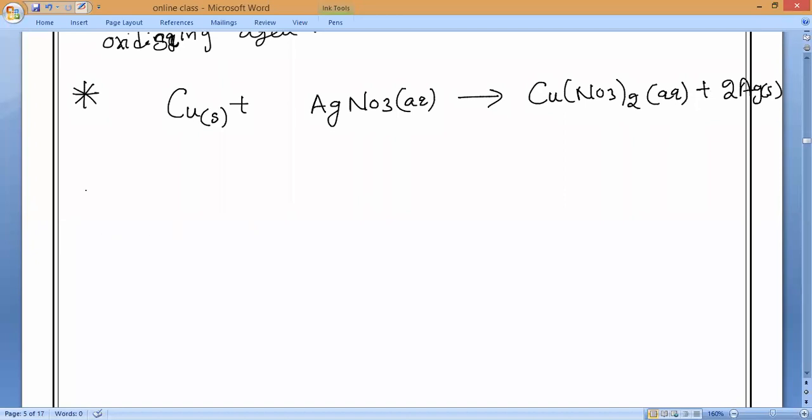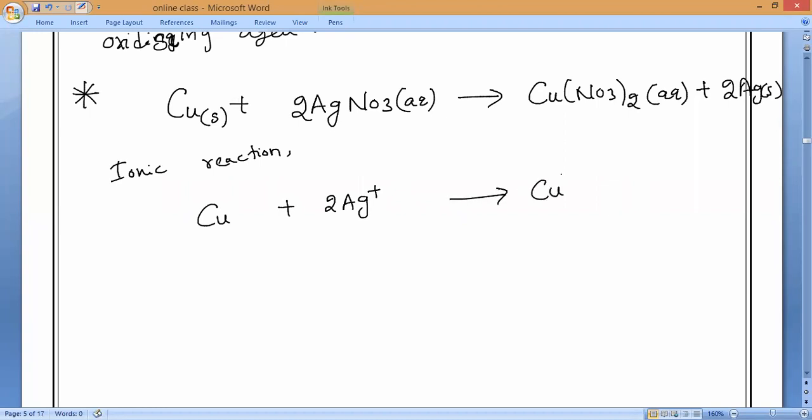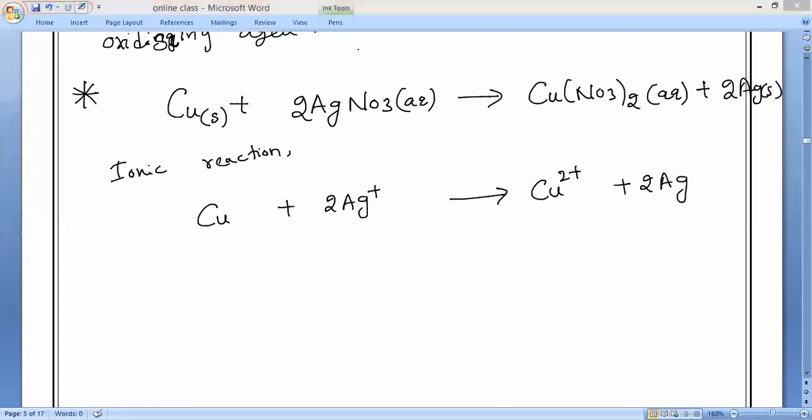Now, tell me the ionic equation. Cu plus 2Ag+. Understand that balancing the equation is very important. Here 2Ag+ will come. Yes or no? It gives Cu2+ plus 2Ag. Clear? Any doubt in this?